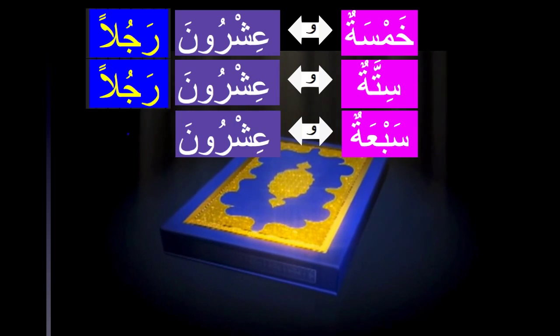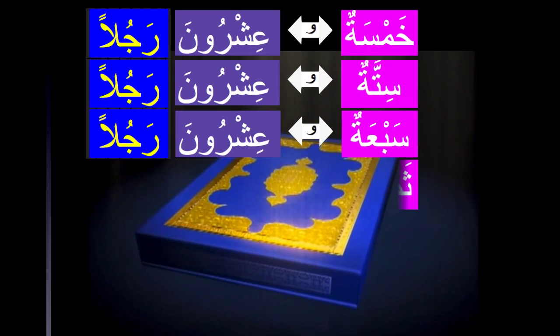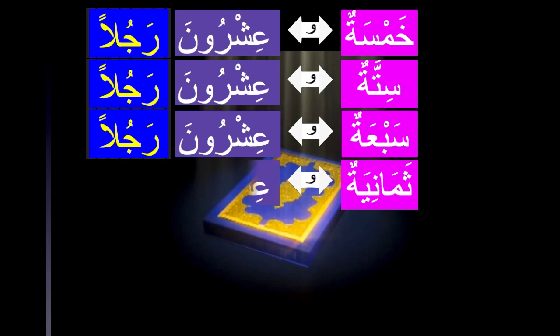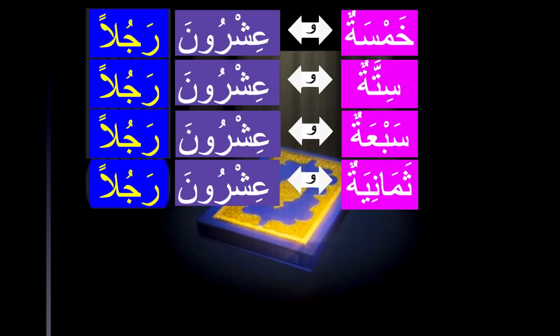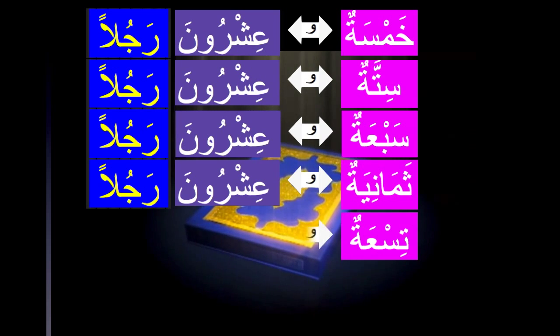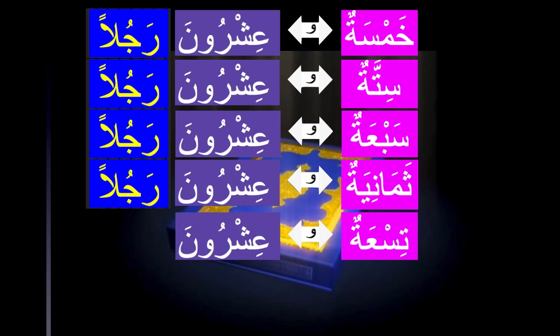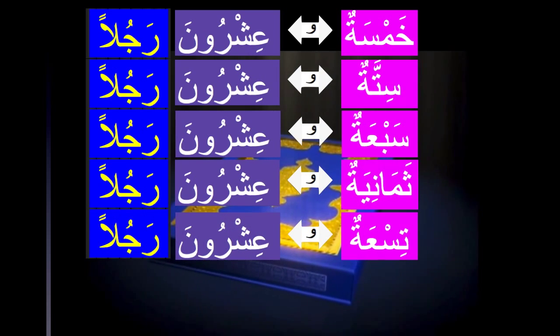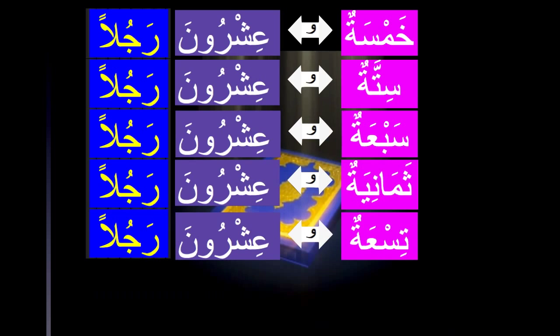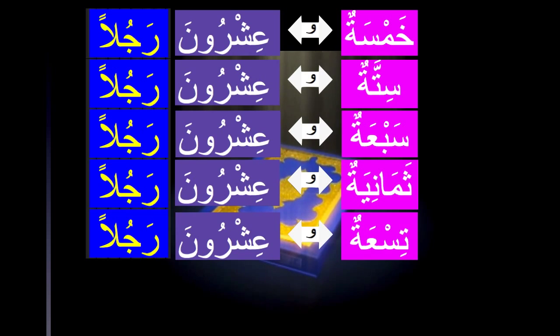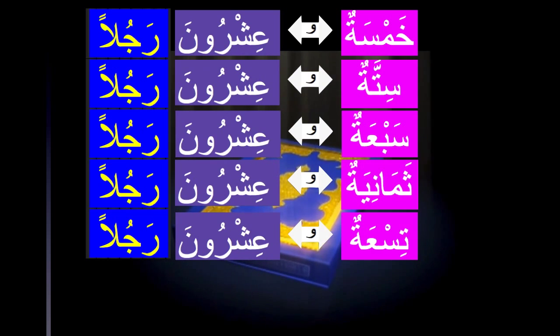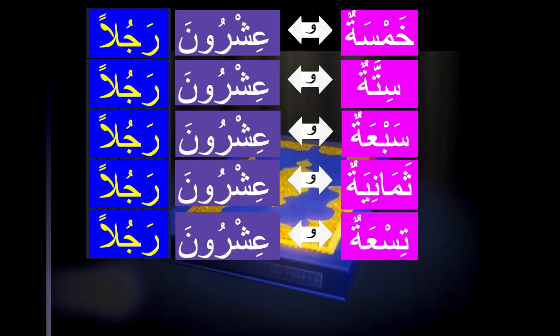Sab'atun wa ishruna rajulan, 27. 28 will be thamaniyatun wa ishruna rajulan. 29 will be tis'atun wa ishruna rajulan. And what about 30? So we know the 10 sequence like ishrun wa thalathun, arba'un, khamsun. So all this will be same.